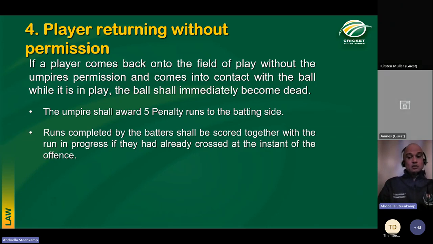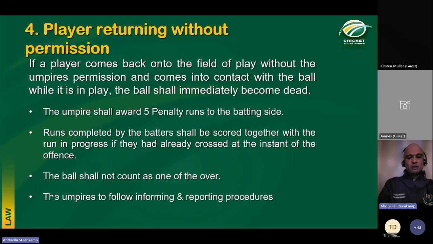Runs completed by the batters to be scored, including the run in progress if they crossed at the instant when the player touched the ball. Ball not to count as one for the over. The umpire shall inform everyone of what just happened and also report this to the governing body. So you can see there's quite a serious penalty if a player comes onto the field without permission.